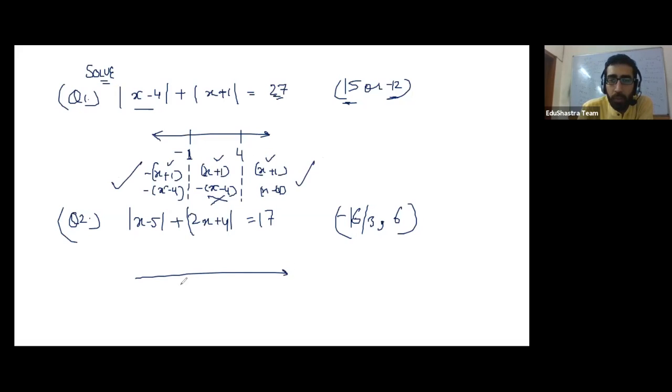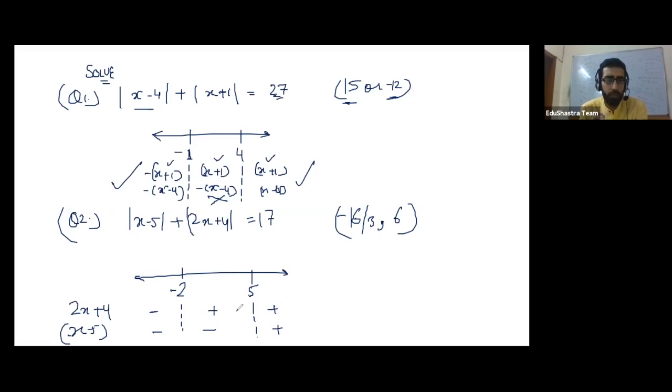And similarly, in question 2 below, 2x plus 4 becomes 0 at x equal to minus 2. So whenever x is less than minus 2, 2x plus 4 is negative. And x minus 5 is negative when x is less than 5; thereafter, it's positive. And 2x plus 4 is negative when x is less than minus 2. Otherwise, it's positive.